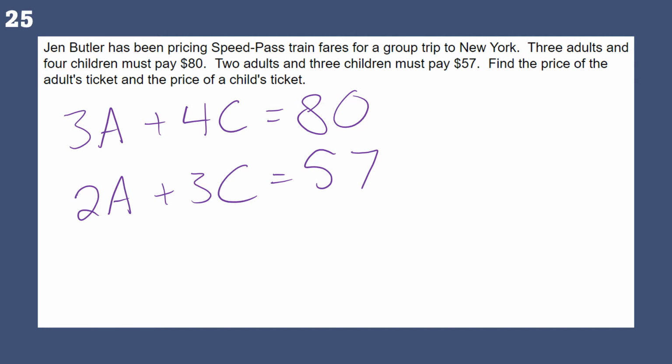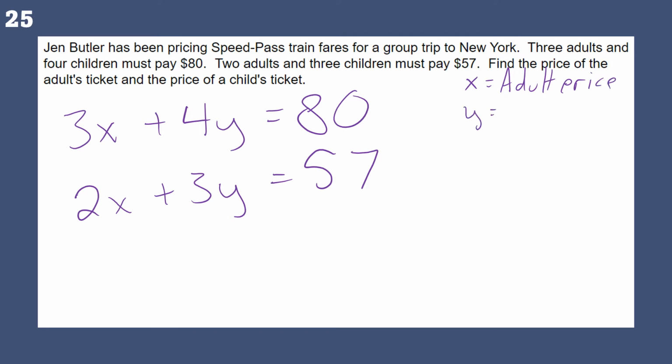Notice I just kind of read it as I went and wrote down just like that. If you felt more comfortable going X's and Y's, the one thing I'm going to tell you to do is, if you're going to set up a system of equations with X's and Y's, please, somewhere, just make a note. The X was the adult ticket price, and the Y was the child price. So definitely make a note somewhere of what your variables are representing, because you don't want to get the right answers and then put them in backwards.